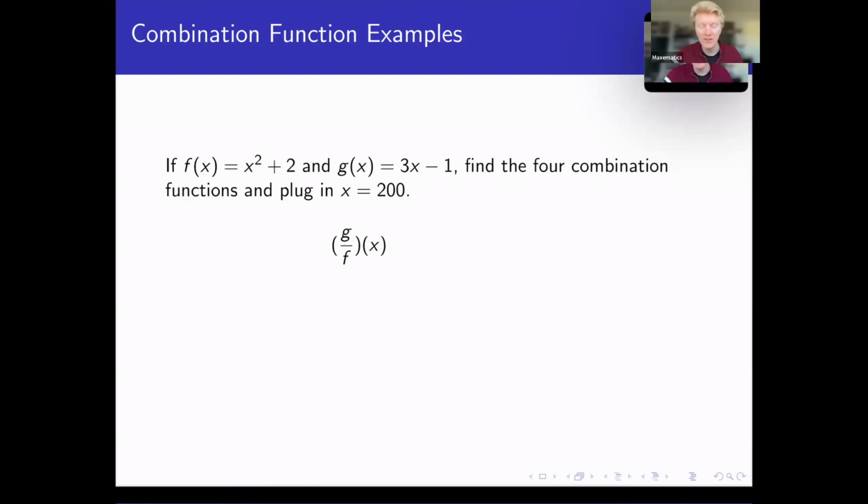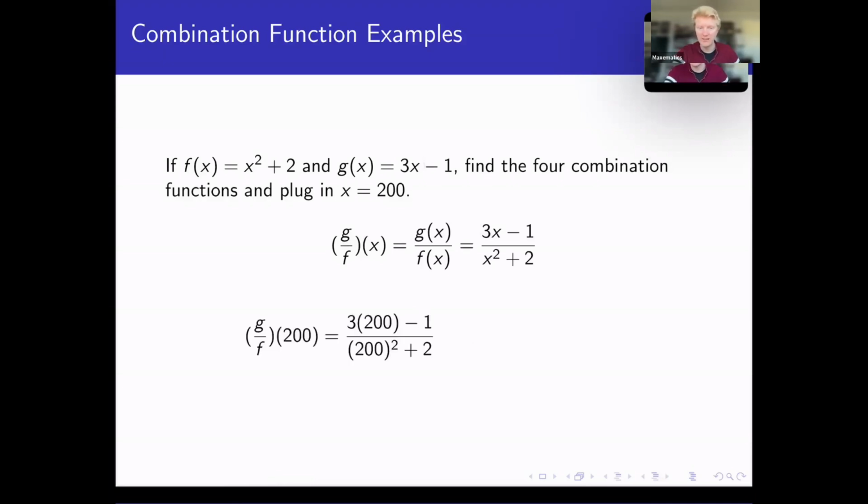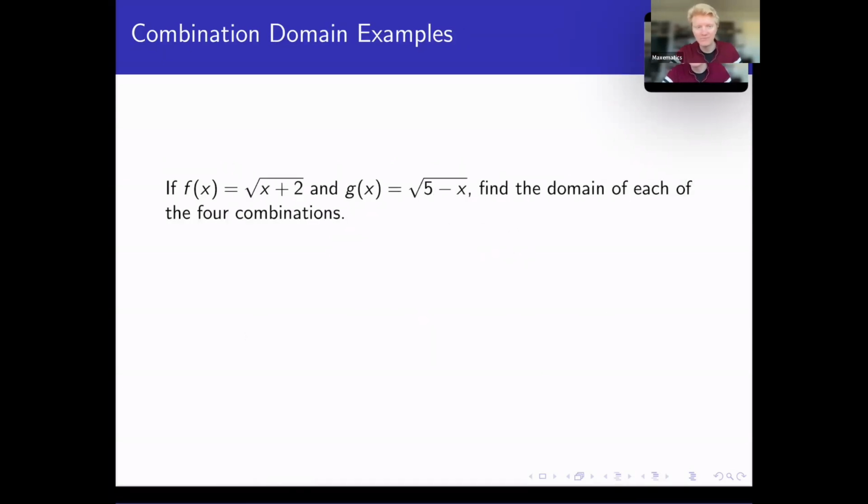Let's change it up, right? Point is, it doesn't matter what I say. G over f is just g over f instead of f over g. Well, g is now at the top, f is now at the bottom, and now let's plug in 200. 3 times 200 is 600. 200 squared is 40,000. Yeah, why not? I don't know. Just plugging in numbers.